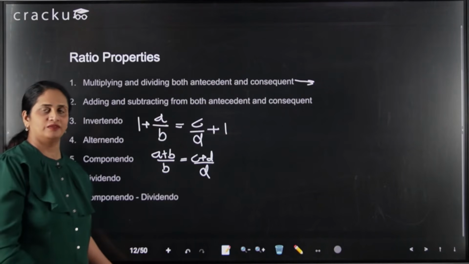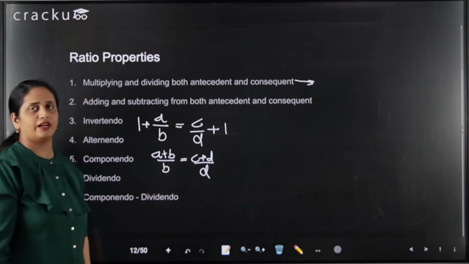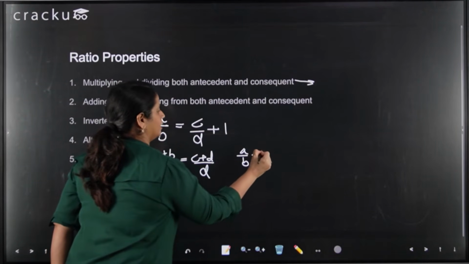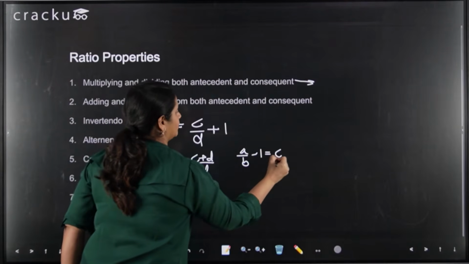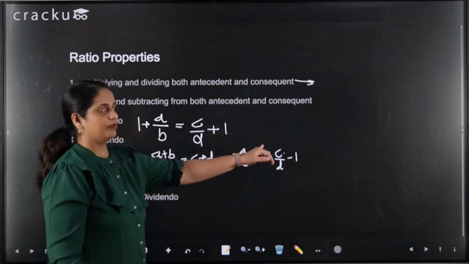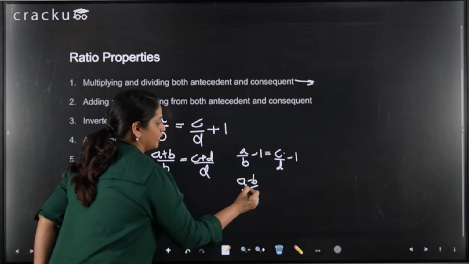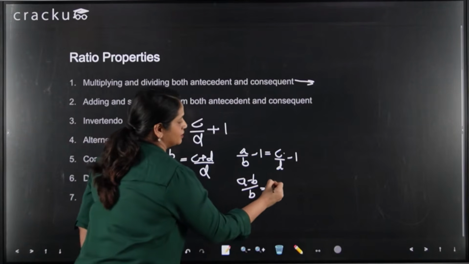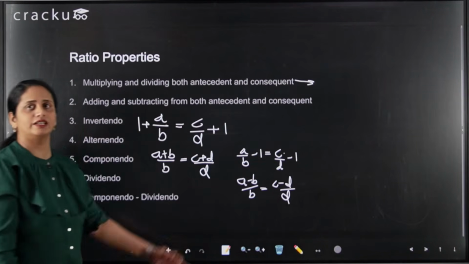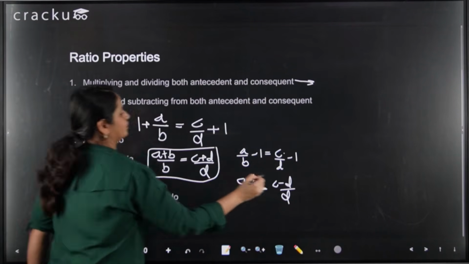This is componendo. Okay. Similarly, what is dividendo? Instead of adding 1, subtract 1. That's it. So you will say A by B minus 1 is C by D minus 1. Take the difference, so you will say this is A minus B by B is C minus D by D. That's it. This is dividendo. This is componendo. This is dividendo.